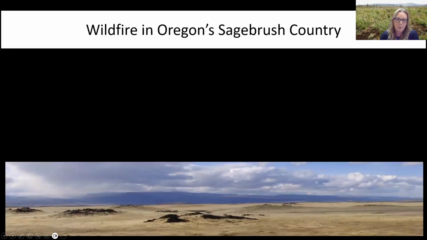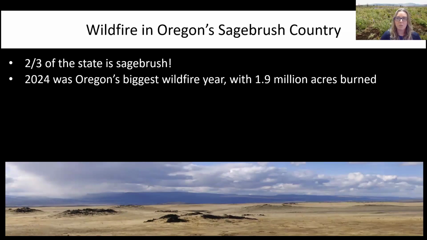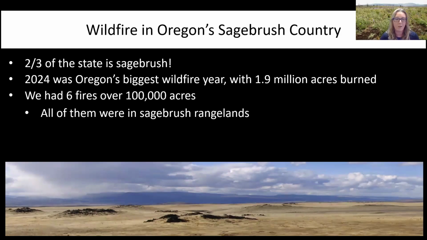We're talking today about wildfire in sagebrush country, and some of you may be very familiar with Eastside. I didn't know until I started working in sagebrush that two-thirds of the state is actually non-forested, and most of that is sagebrush. Last year was Oregon's biggest wildfire year in terms of the number of acres burned. There were 1.9 million acres last year. Six fires were over 100,000 acres, and all of those big fires were in sagebrush rangelands.